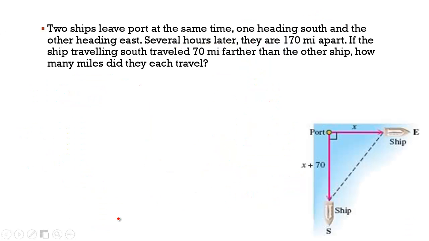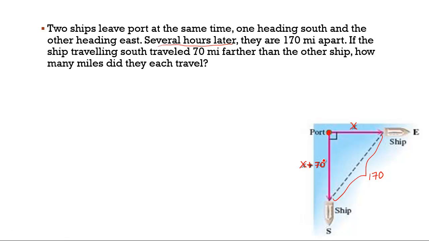All right, here's another one. 2 ships leave a port at the same time. There's the port. One heads south, the other heads east. In several hours, we don't know how many hours, they are 170 miles apart this way. If the ship traveling south goes 70 miles farther than the other ship, how many miles did they each travel? So one ship traveled x miles, one ship traveled x plus 70 miles.